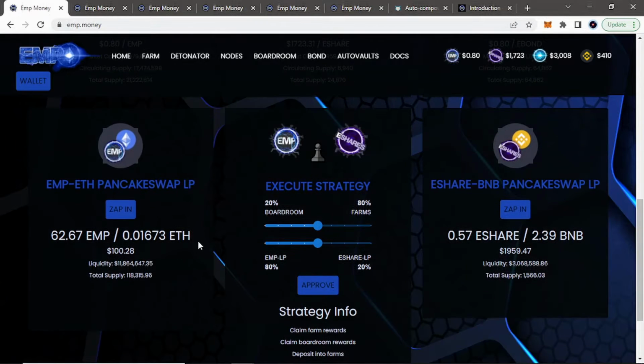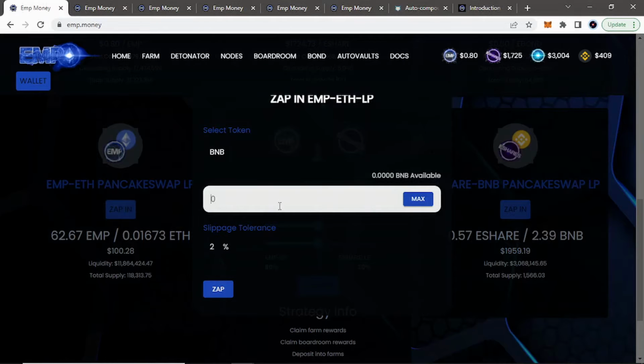So then they do have the different liquidity pools you can get into. And if you're not familiar with liquidity pools, it's essentially taking two tokens or coins together and pairing them up to add liquidity to the project. And you stake them, and the cool thing with EMP Money is that they have this zap in button, so you don't have to go to like Pancake Swap and put the tokens together. You just say zap in on the farm you want.